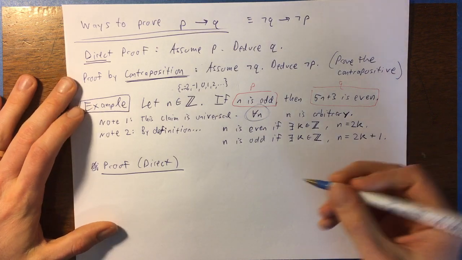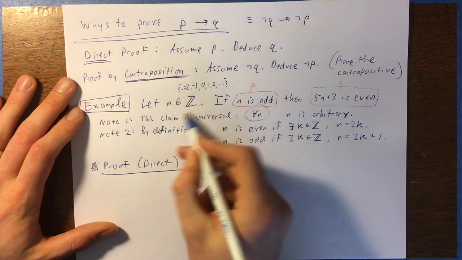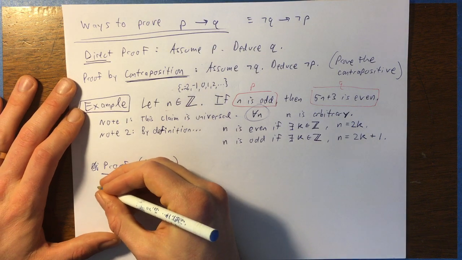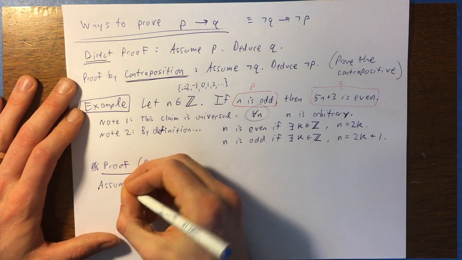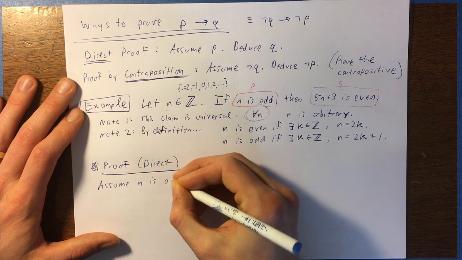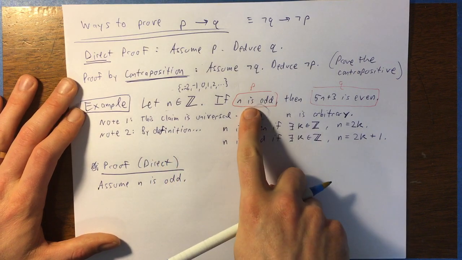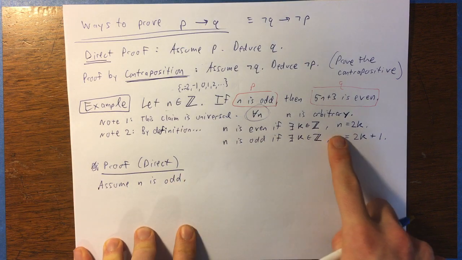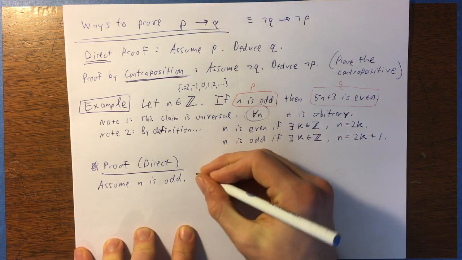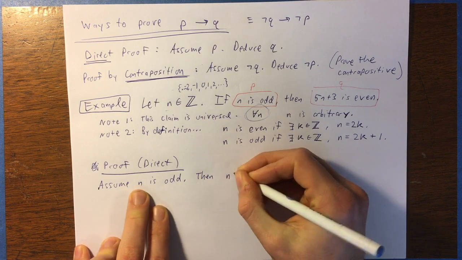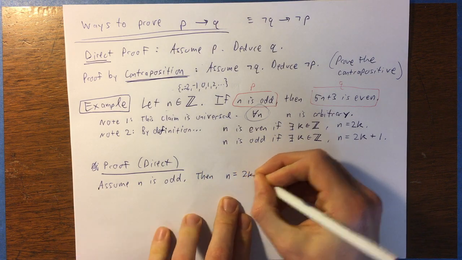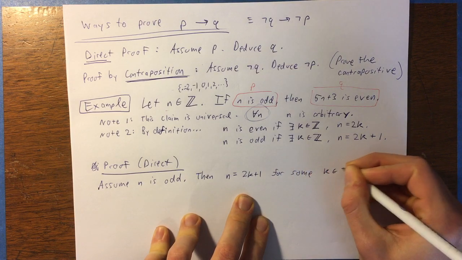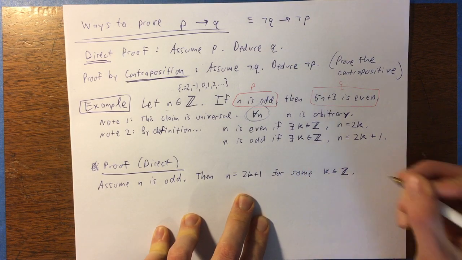Okay, I guess we're saying n is an integer, so we're going to take that as assumed. This is like our domain we're working in. So as the first line of my proof, I'll write: assume n is odd. All right, I'm assuming P. Now, what I want to do is use a definition. So I'll appeal to the definition. I can write then n, being odd, must equal 2k plus 1 for some integer k, so k, an element of the set of integers.